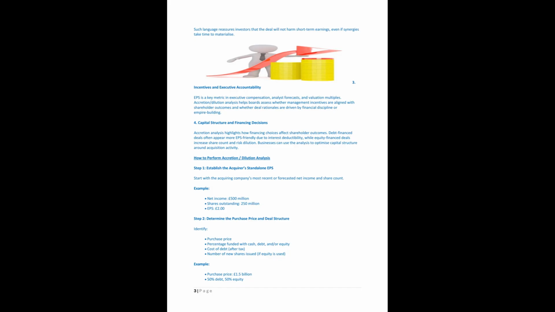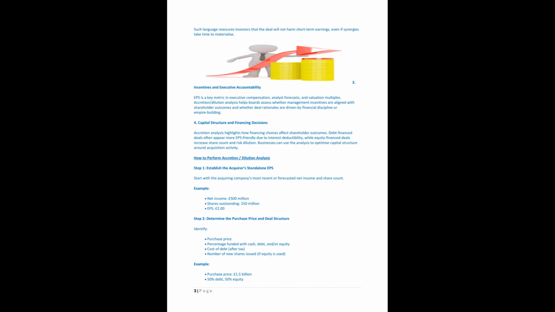EPS is essential because it ties directly to executive pay, analyst predictions, and how the market values the company. Accretion and dilution analysis helps the board figure out if management's incentives line up with what shareholders want, and whether the deal is about financial discipline or just growing the empire. Financing decisions play a big role too. Debt-financed deals often look better for EPS since interest is tax deductible, while equity deals can increase shares and risk dilution. This analysis helps companies find the right capital structure when making acquisitions.